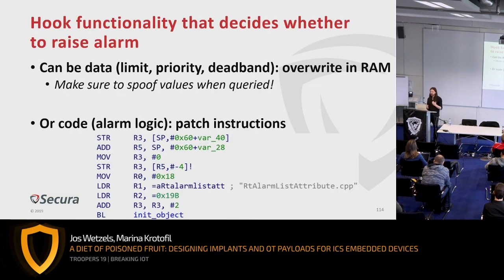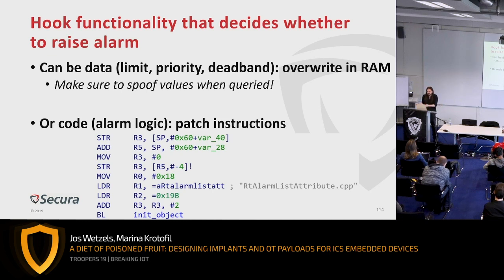This can be basically done by hooking functionality that decides whether to raise an alarm. This can be data, like the limit, priority, and deadband properties of some kind of object in memory, as you see on the bottom. And then essentially we override these values internally in RAM, while if they query the values to the controller, asking like, what is your alarm limit on this alarm, we spoof it and we say it is the original thing that you originally thought was going on.